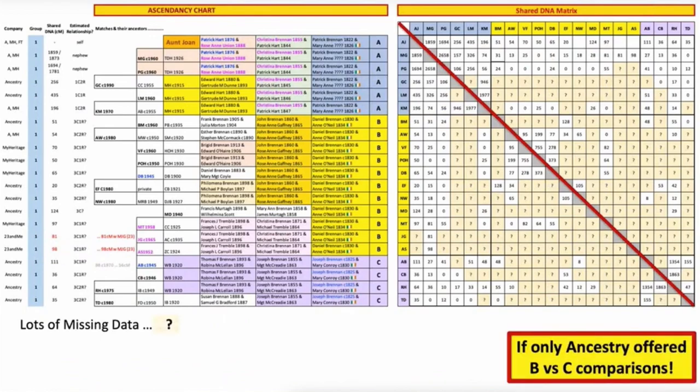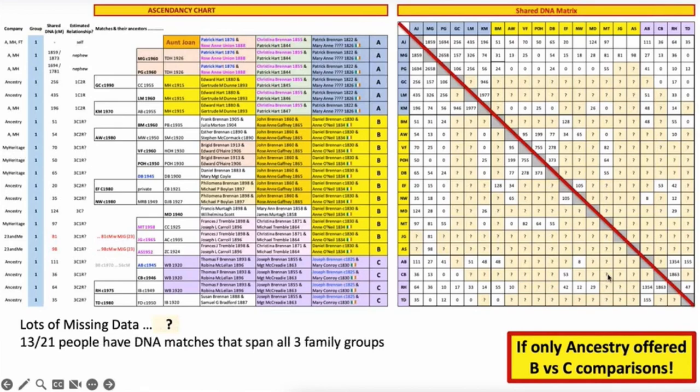And that really emphasizes how useful it would be if Ancestry offered this three-way comparison, this B versus C comparison. You cannot get this with Ancestry. And if they did allow it and did exactly the same three-way comparison that's allowed with 23andMe and MyHeritage, it would mean that I could have filled in a lot more data on this shared DNA matrix.